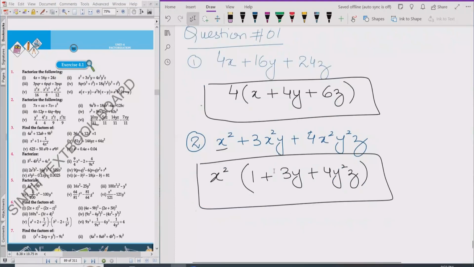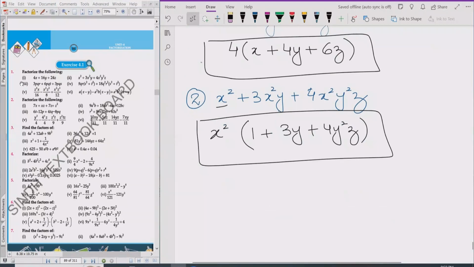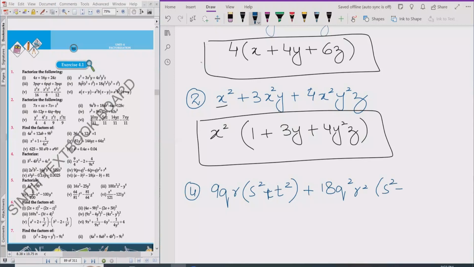Question number 3 is similar to question number 2, so we are skipping this question and now we will solve question number 4, part 4. Part 4 is 9qr(s squared plus t squared) plus 18q squared r squared(s squared plus t squared), right?